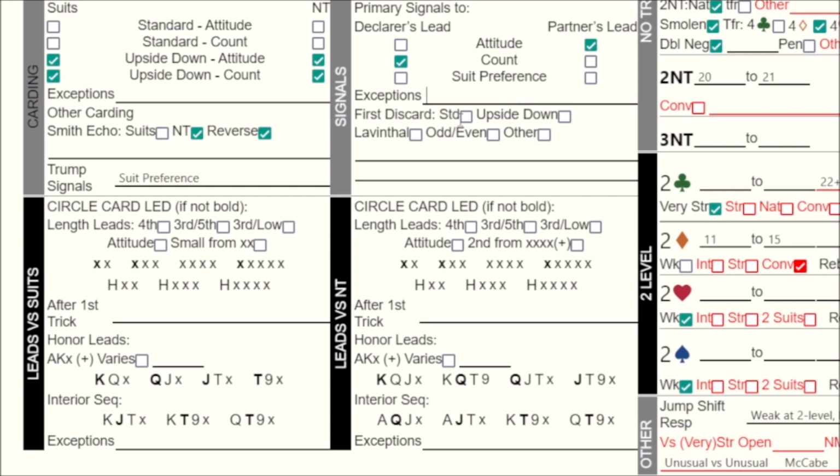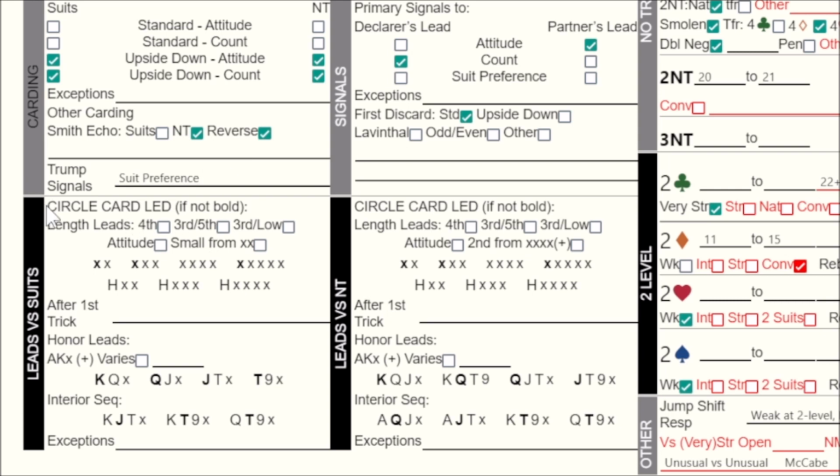Your first discard, is it standard, upside down, Lavinthal, odd even, anything else? Just standard. Are there any other signaling situations that aren't covered here, where you signal somehow differently in a different situation?